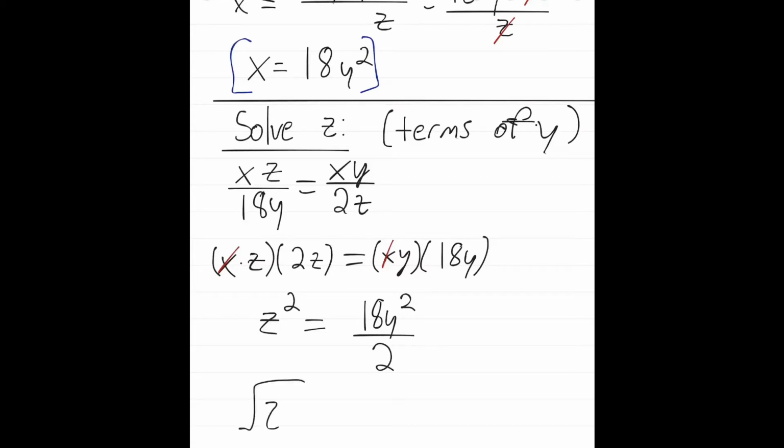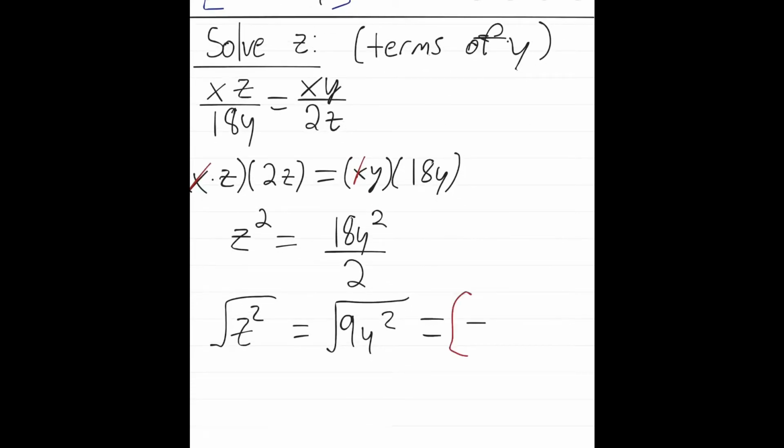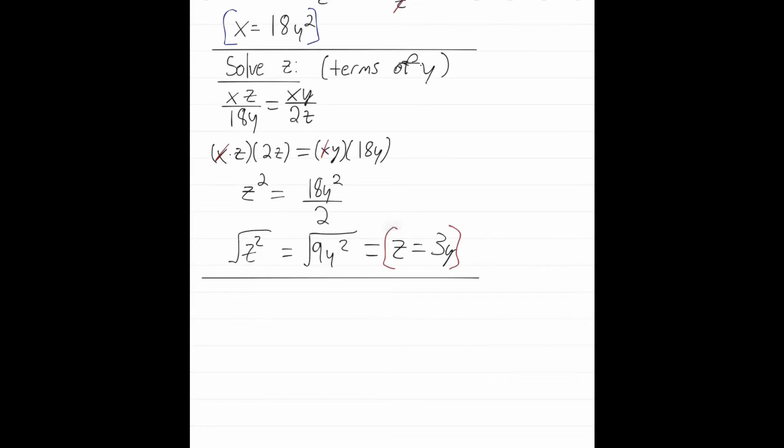So now I know that the square root of z squared will give me the z value, which is equal to 18 over 2, which is 9, times y squared. And I know this value in turn is equal to z, which is equal to the square root of 9 times y squared. The square root of 9 is 3. Square root of y squared is y. So this is our z. So now we have our x, which is 18 times y squared, and our z, which is 3y.